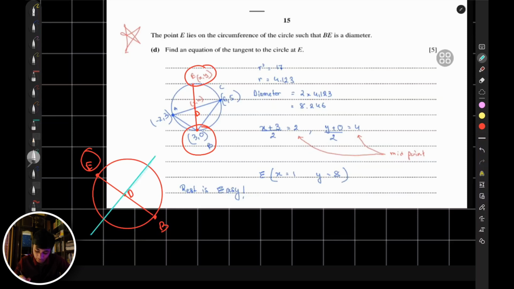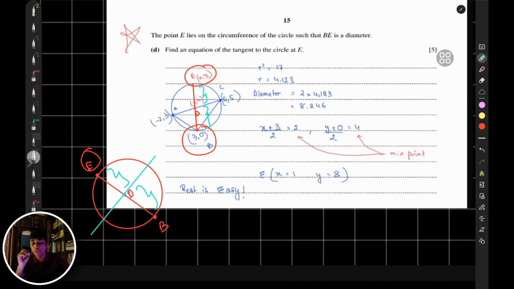Therefore, this distance and this distance is exactly the same. So if E and B is the diameter, the point D is the exact center of E and B. So D is actually the midpoint of BE.